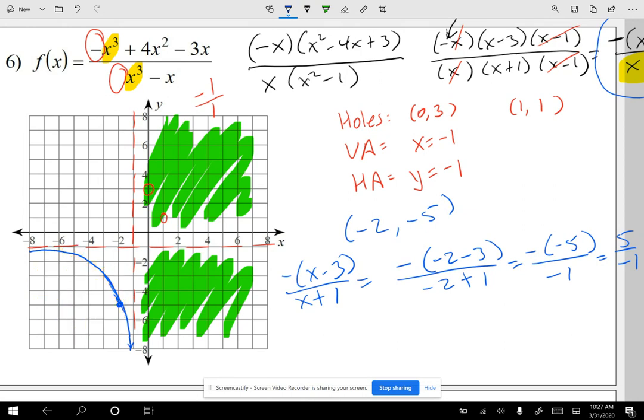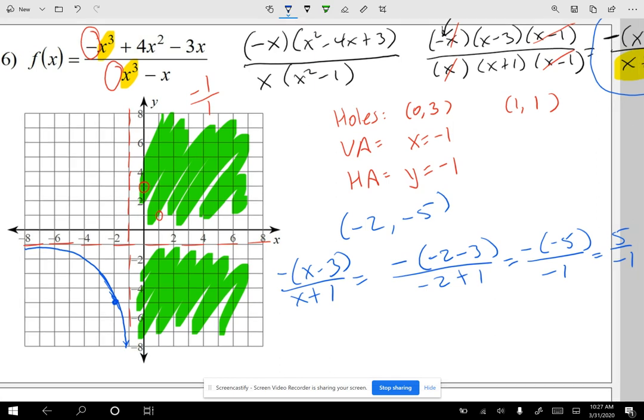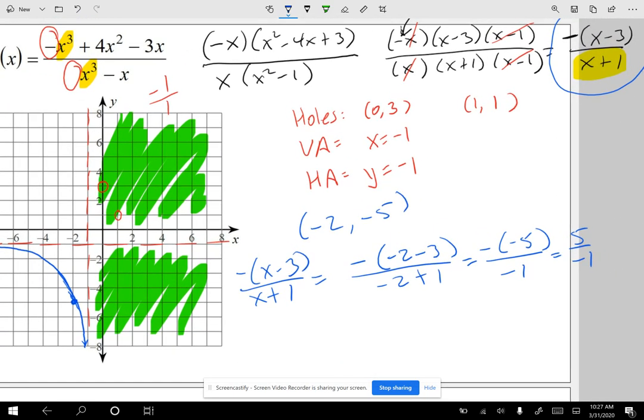Now, on the green sections, it's in one of them. But in this case, I can find a value of x and see what I get. Now, the values of x for the holes are going to help me, because the holes are in this section. I know the graph is in this section. So my graph is going to look like this. It skips that point, skips that point.